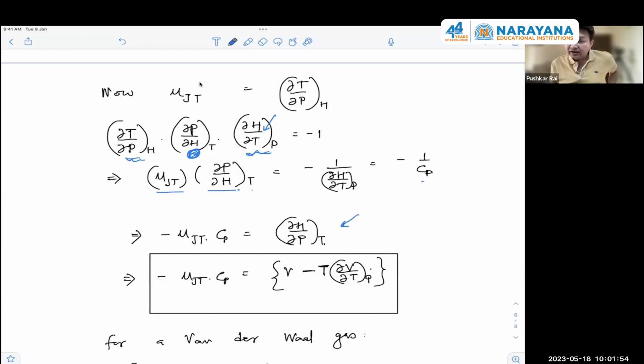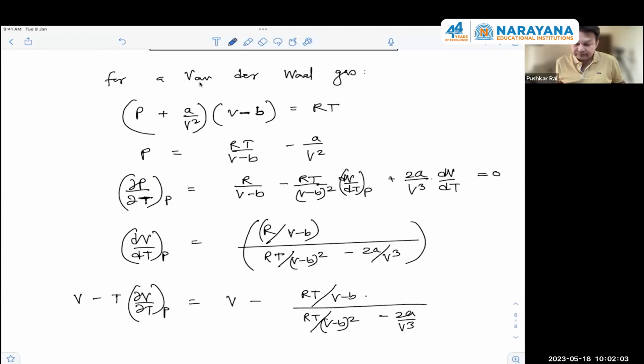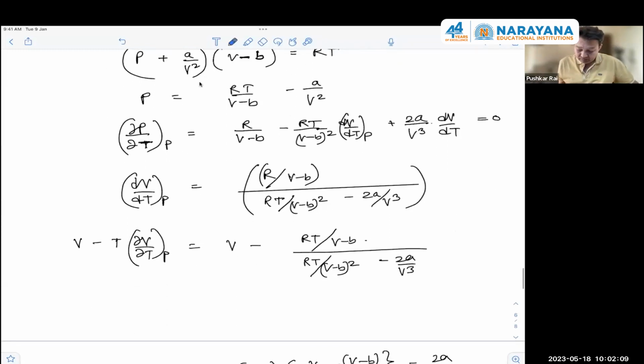If you want to understand the inversion temperature, this is slightly difficult for the students, so I have done it. Okay, the van der Waals gas equation is there. This is slightly difficult, don't try. So I have done it.